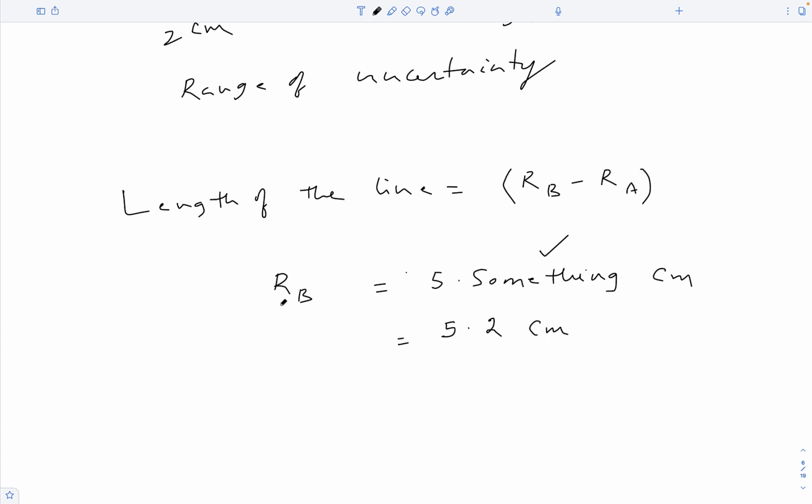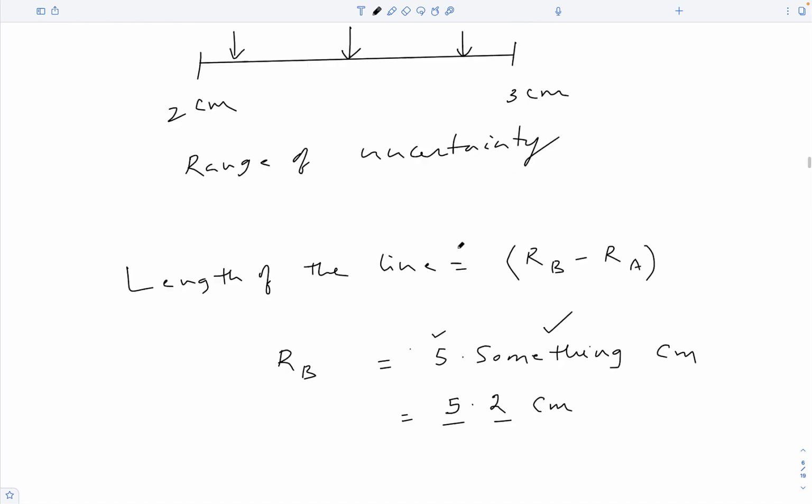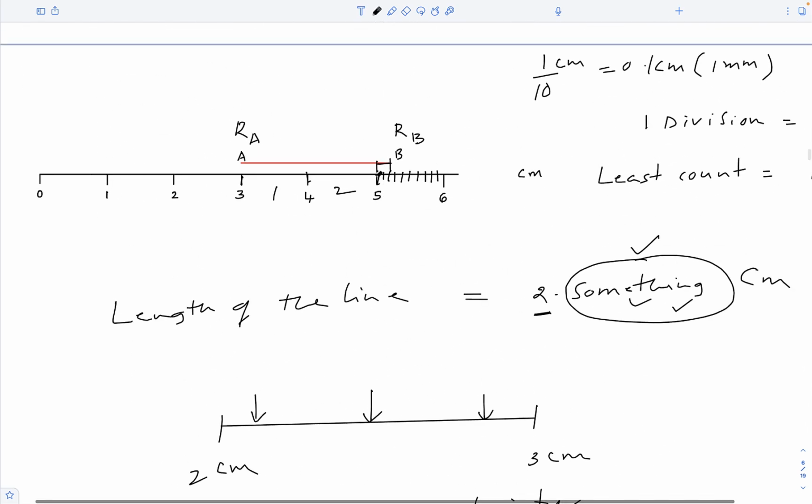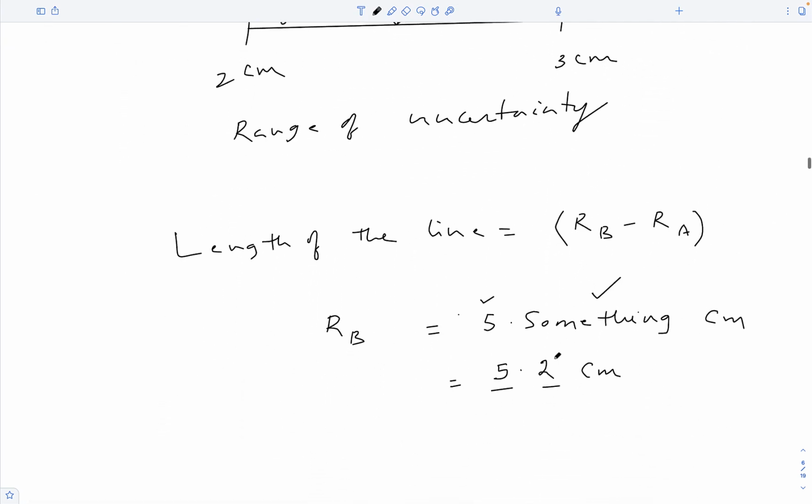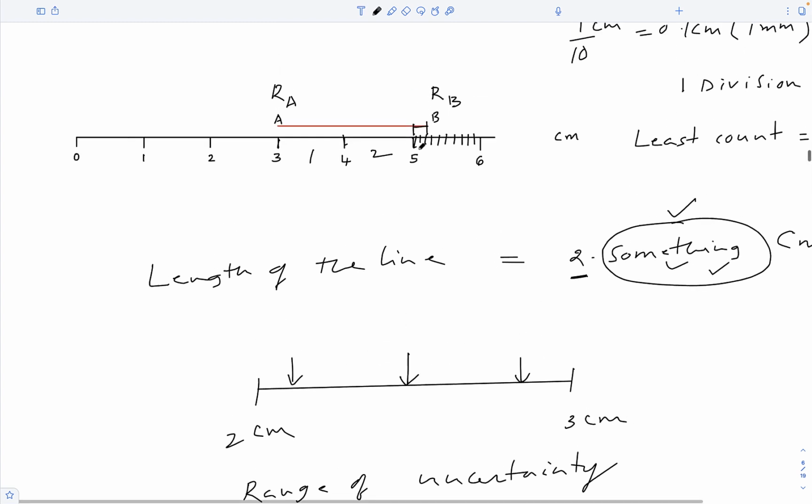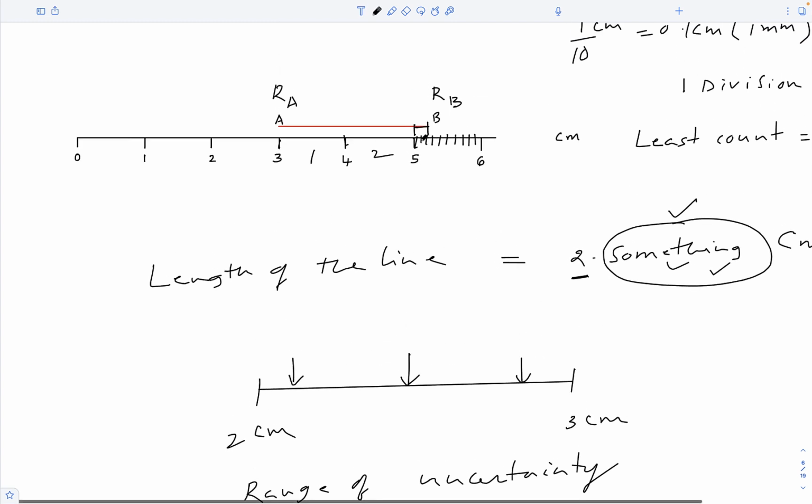So now in this reading there are two digits. The first digit is obtained by using the markings physically present on the scale. The second digit is obtained by using our imagination. We estimated its value. Remember, these divisions are not physically present on the scale. They are only in our imagination.